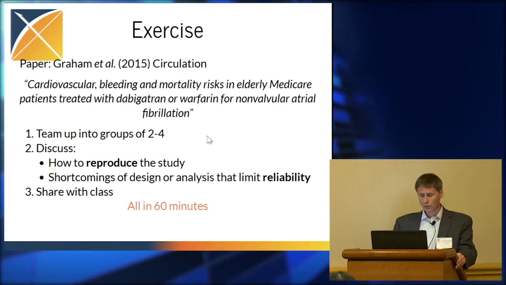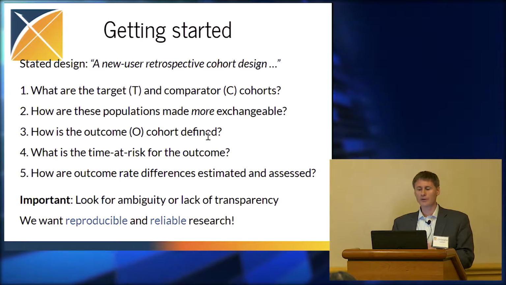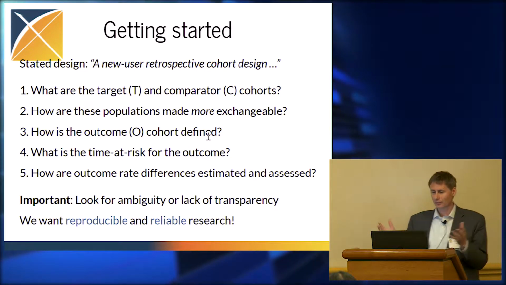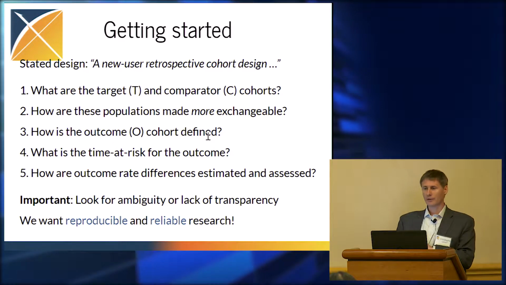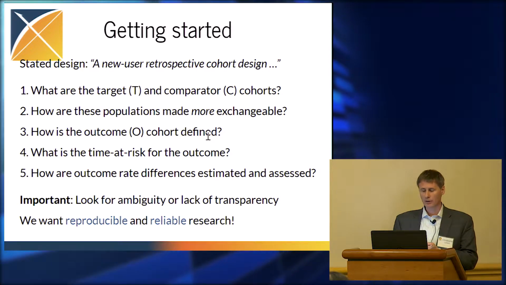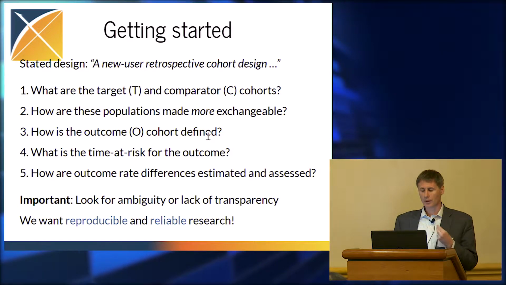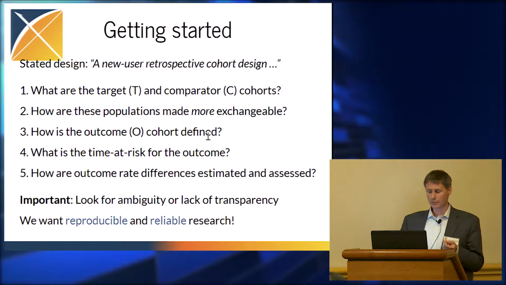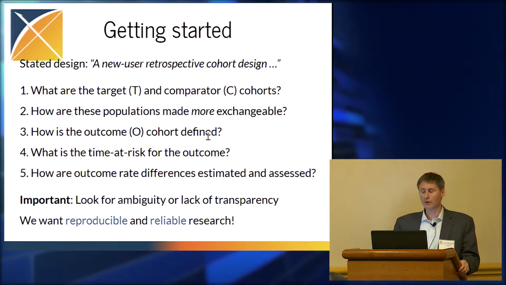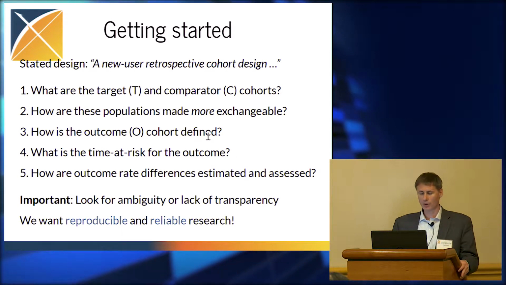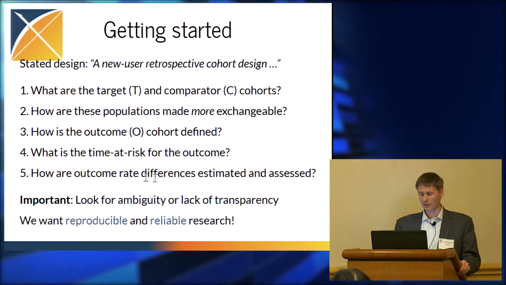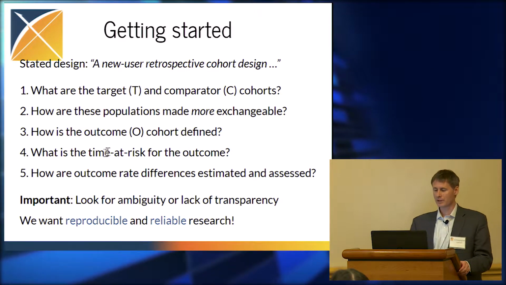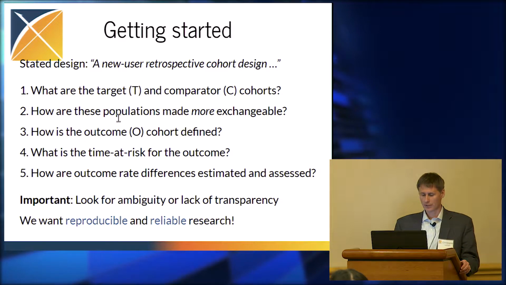So we're now going to try to take this new user retrospective cohort design and identify these 5 things, as Patrick's defined: the target and comparator cohorts. How are these populations made more exchangeable? How is the outcome cohort defined? What's the time at risk for the outcome? How are outcome rate differences estimated and assessed? So that's the methodology of analysis. What's the time at risk? The T, C, and O that we've discussed.